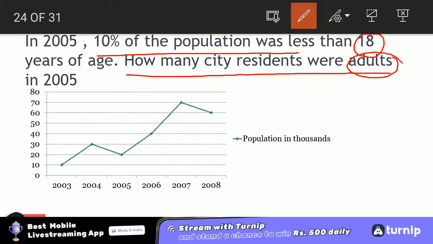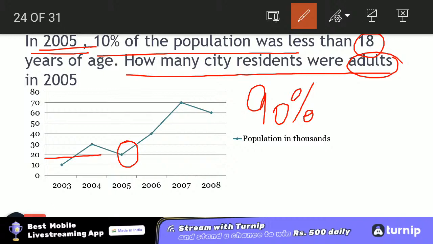So similarly, just as we have done in the previous question, the total percentage is what? It is 100%. Now 10% are children. That means how much percent is the adult? 90% of the population is adult. And in 2005, what is the population? The population, as you can see, is what? It is 20,000. So we need to calculate what? We need to calculate 90% of 20,000, so that we can get the population of the adults living in the city in 2005. So hurry up, calculate and let me know the answer.